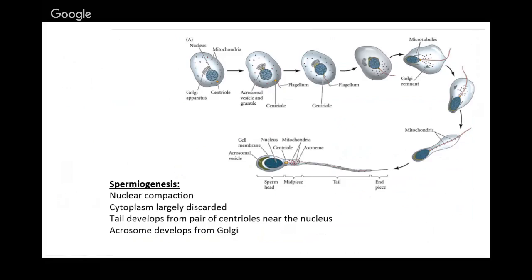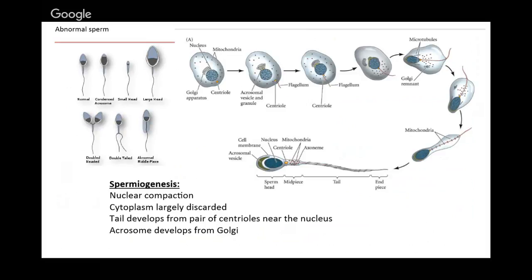Okay, so spermiogenesis occurs after spermatogenesis. This is where the spermatid undergoes a couple of transformations and then becomes a sperm. Those things are nuclear compaction, so the nucleus shrinks and becomes more compact. You lose the cytoplasm, you develop a tail, and then you develop the acrosome, which is important for the acrosomal reaction later on.